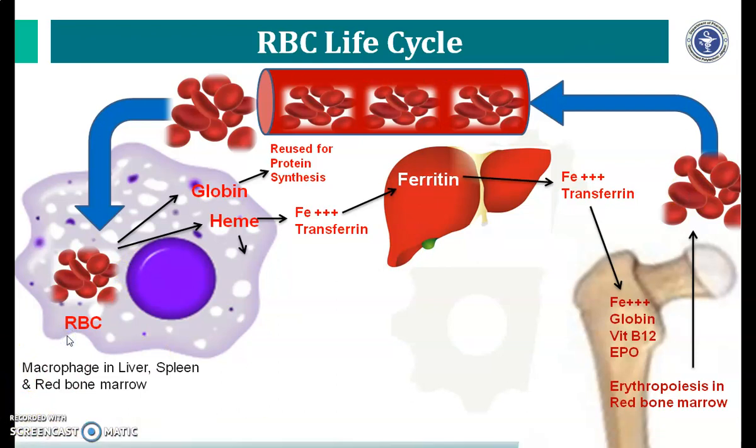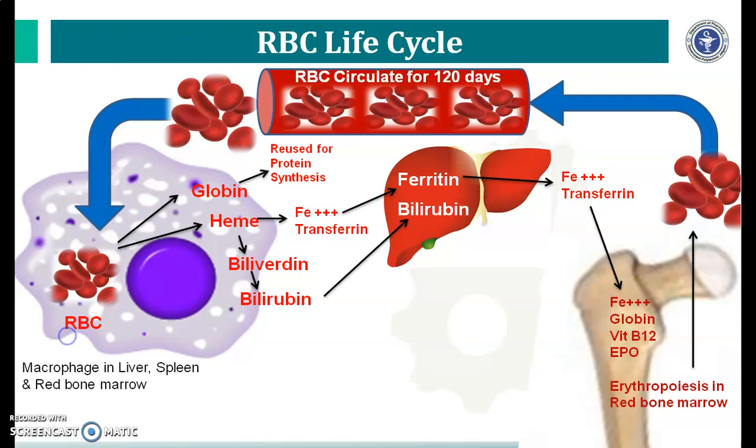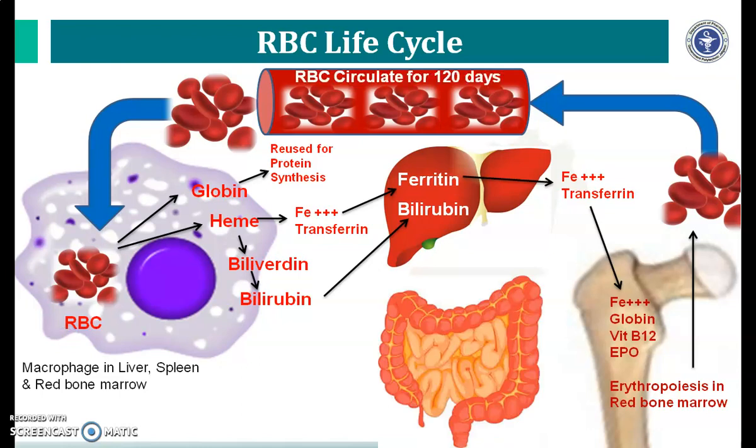Now let's go to the other part, that is the heme part. So when iron is removed from the heme, the non-iron portion of heme is converted to a green colored pigment, that is biliverdin, which is further converted to a yellow colored pigment, that is bilirubin. Bilirubin enters the bloodstream and is transported to the liver. Within the liver, bilirubin is released from the liver cells into the bile, which passes into the small intestine and then into the large intestine.